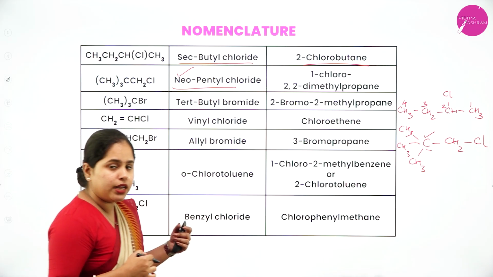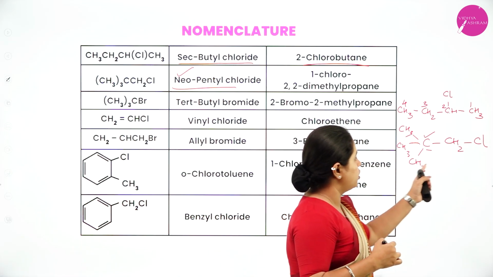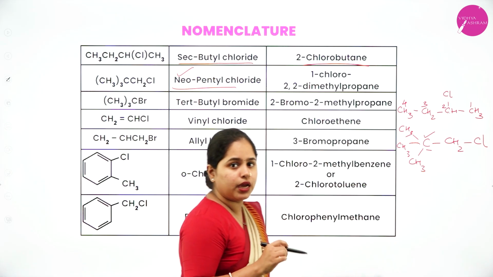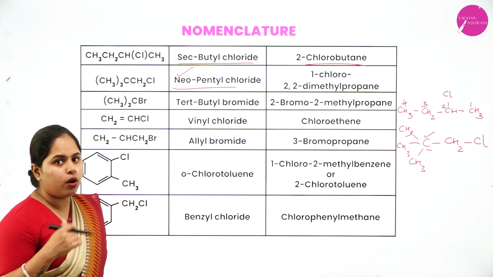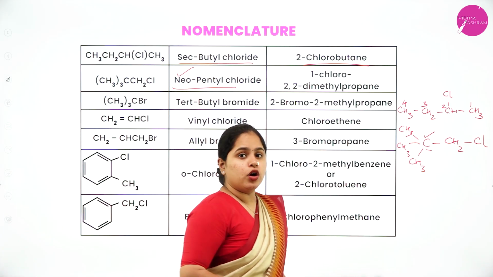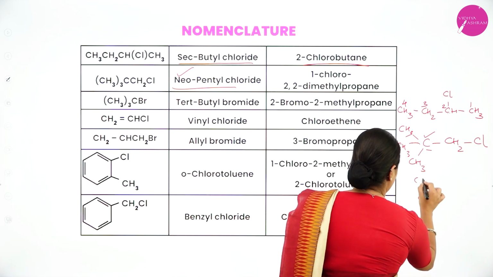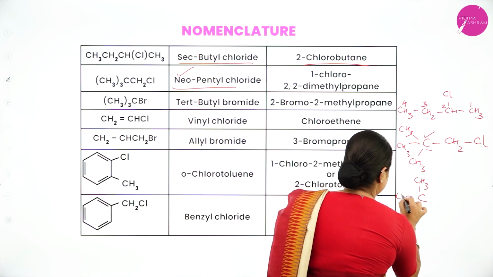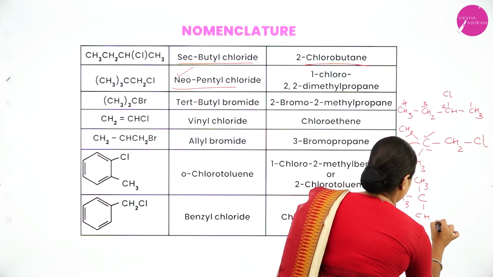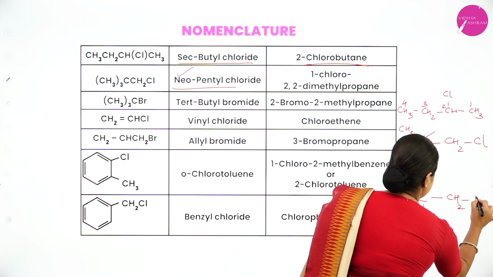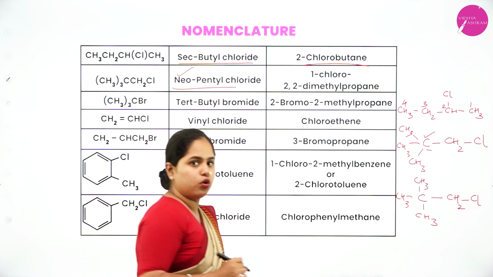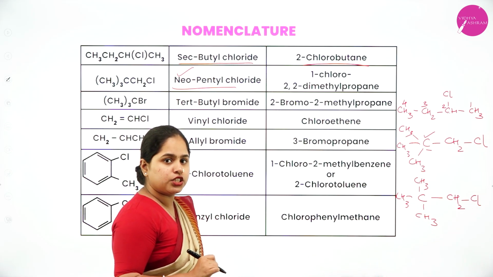And how many carbon atoms are there in total? There are a total of 5 carbon atoms. So it will become pentyl chloride, neo-pentyl chloride. Now coming to the IUPAC nomenclature. Let me write it in this format: CH3, CH3, CH3, CH2Cl.